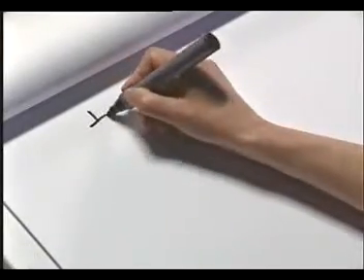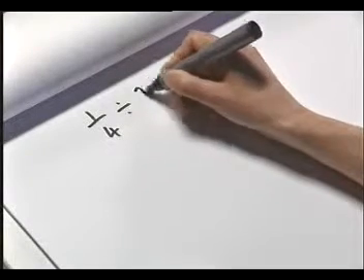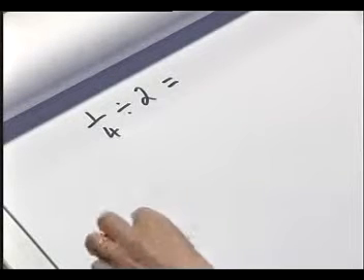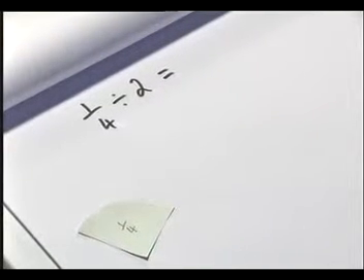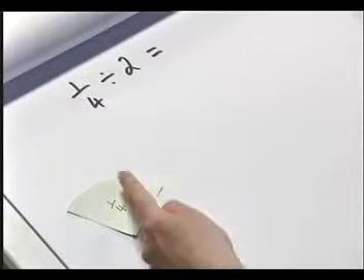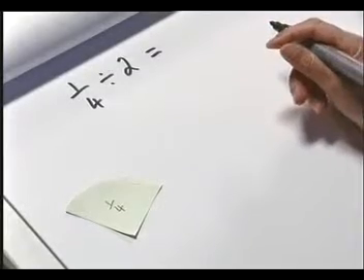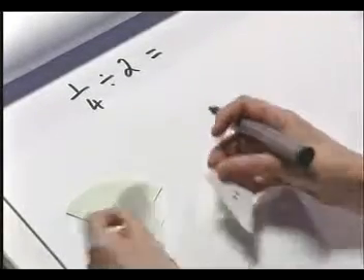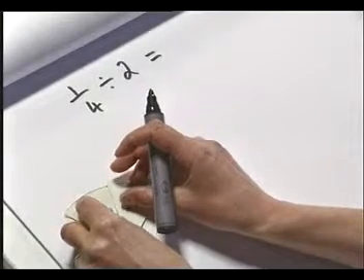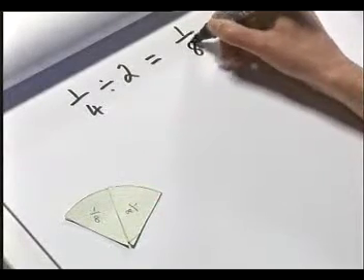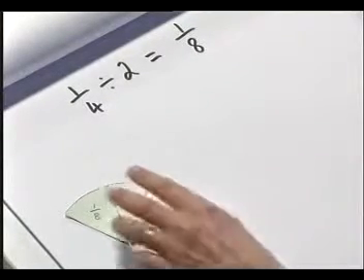Let's go on to division. 1/4 divided by 2. Let's have a look at 1/4. We want to split it up into 2 equal pieces. Well, there's 2 equal pieces fitting on top. Each one is 1/8. So we split it in half and we've got eighths.